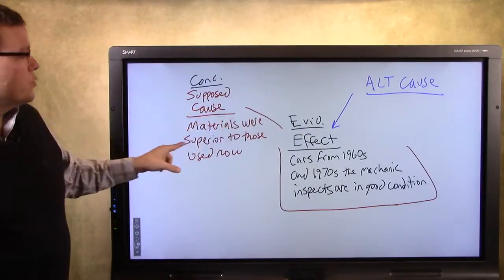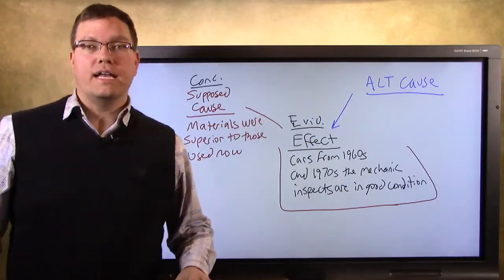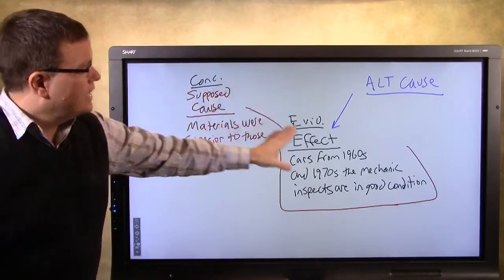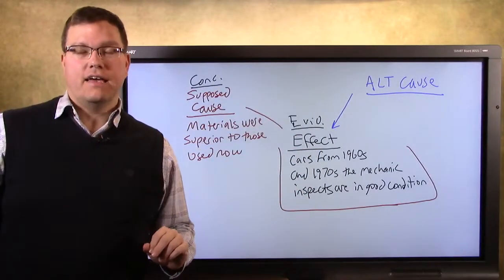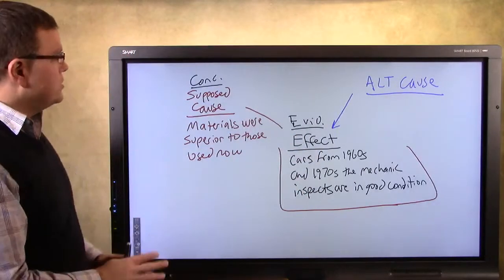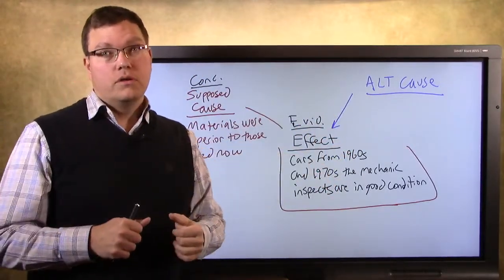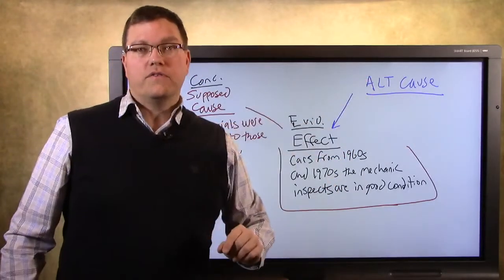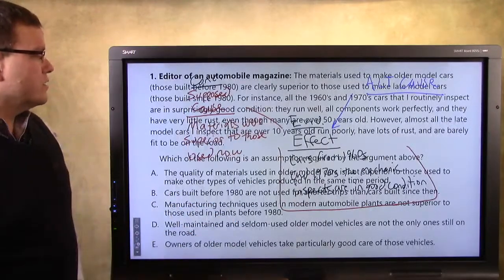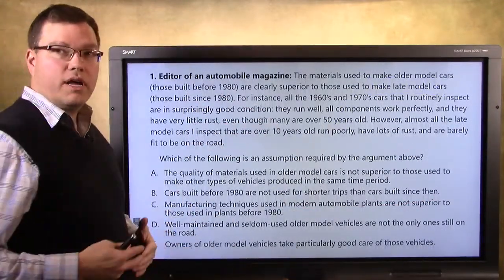So materials were supposed to be superior to those used right now. That's why the cars from the 1960s and 1970s are in better condition. So once you've got the supposed cause and once you've got the effect is true, right? Now we're going to look for that alternate cause, in particular for a weaken or an assumption.